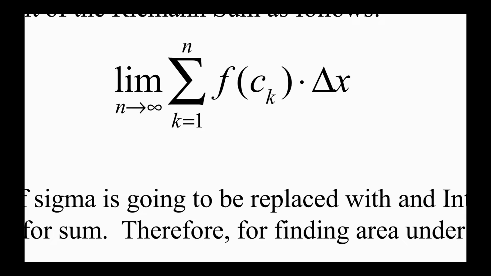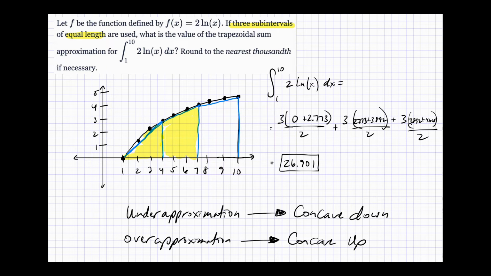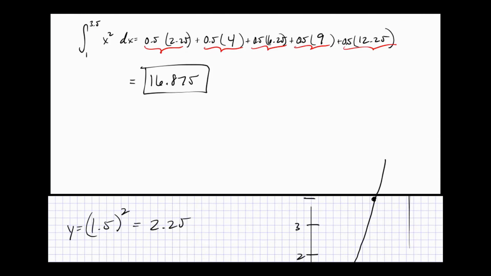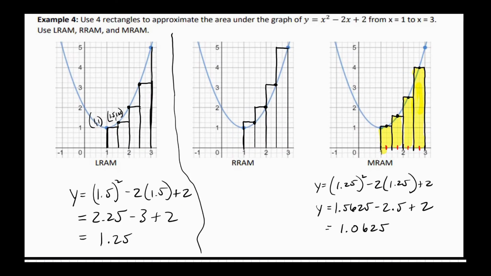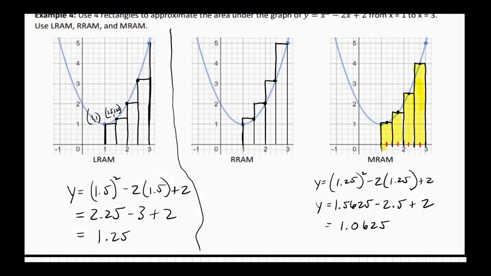So when we were doing rectangles, we found that some of the rectangles were an overestimation and some of them were an underestimation, right? Let me give you an example right here. Some of them were overestimation and some of them were an underestimation.